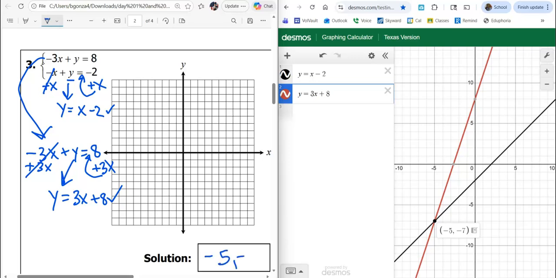Again, you don't have to use the graph paper here if you just use Desmos, but you must solve for y.